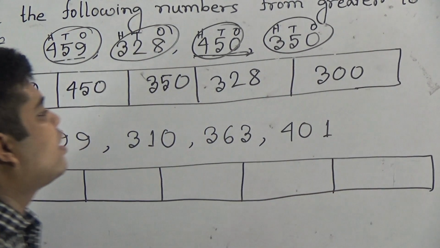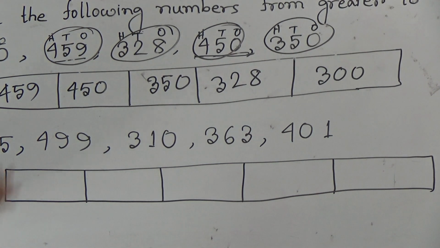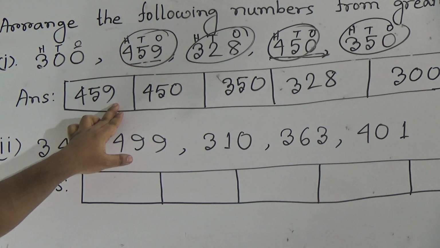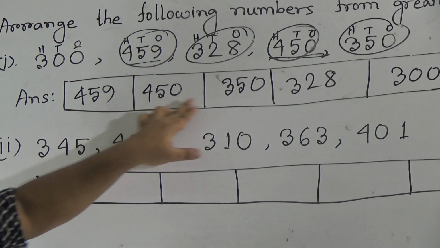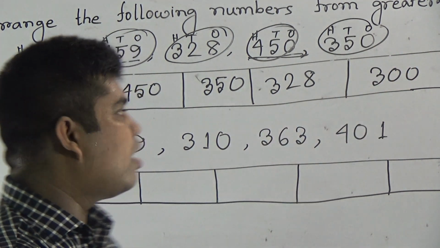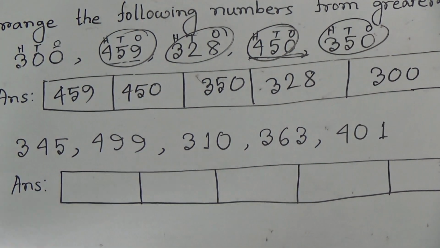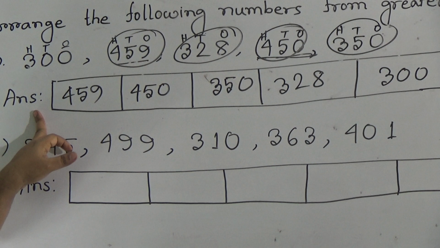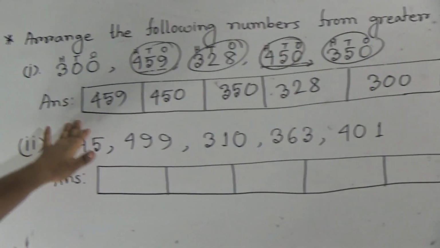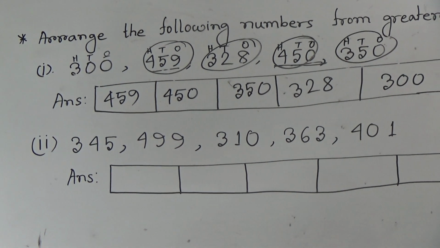Right, last. Now, we check whether our answer is right or wrong. 459. Yes, this is greater. 459, 350, 328 and 300. So, this is done and our answer is correct. My dear students, after completing your solving question, you must check your answer is right or wrong.